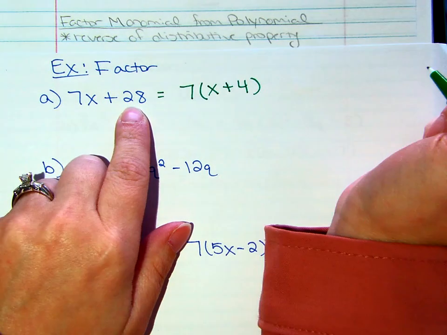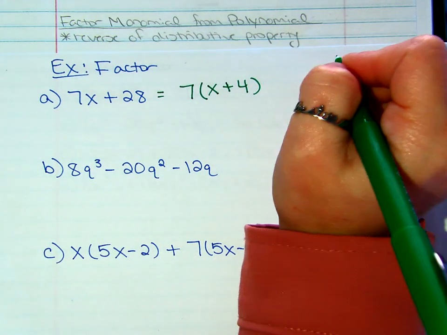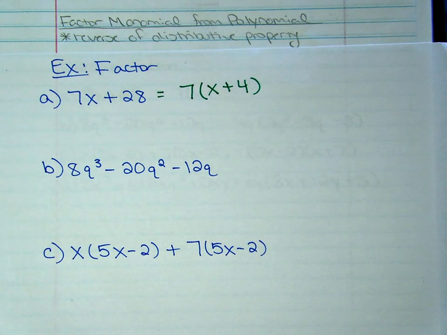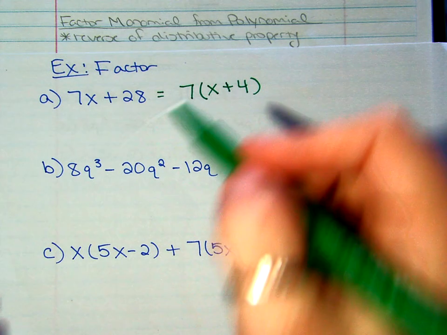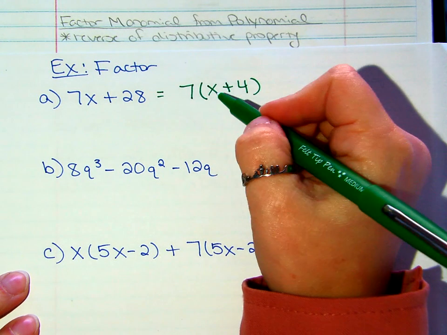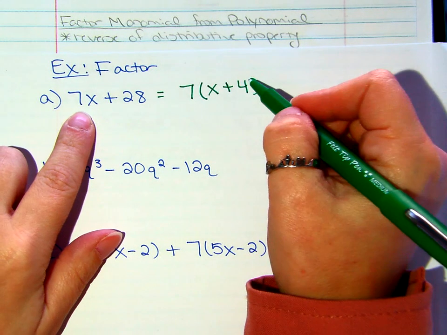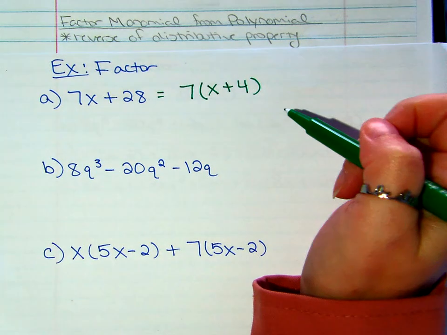And these are really nice in terms of, maybe it's going to take a minute for it to click how exactly I'm finding these other numbers, but I can always check. I can always check my answer by redistributing it. If I take 7 times x, I get 7x. If I take 7 times 4, I get 28. So it checks. You can automatically do a self-check on it.